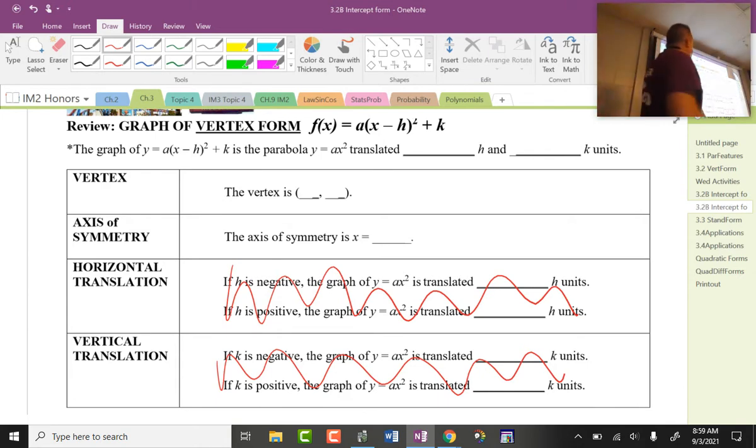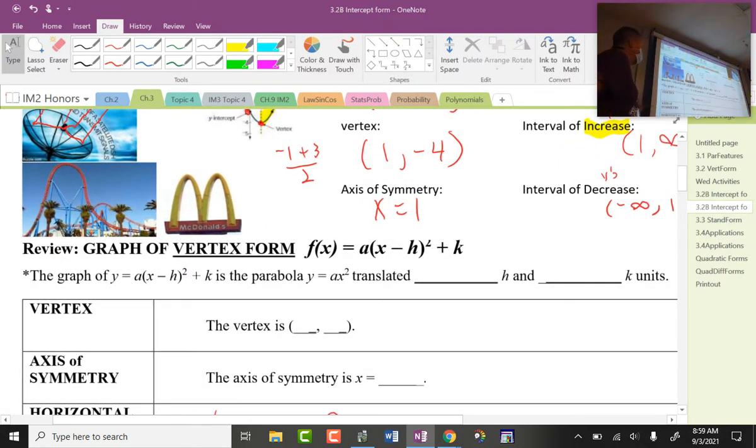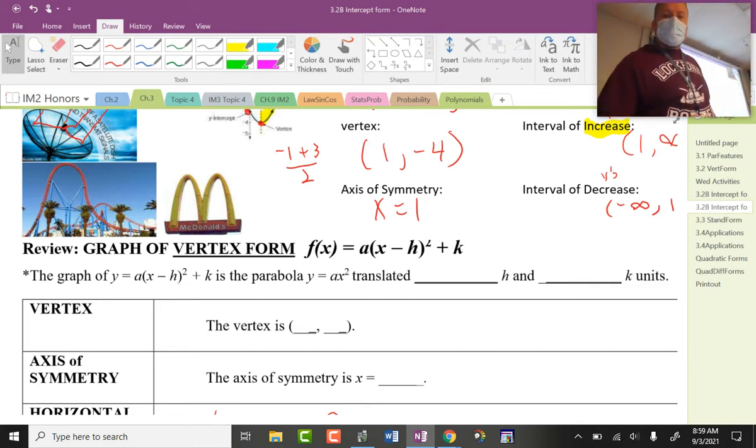So I'll zoom up to this and maybe just show this a little bit bigger here. A review. Remember vertex form. That's what you had yesterday. y equals a times (x minus h) squared plus k. I'll give you a chance to write this down notes-wise. The graph of this is the parabola y equals ax squared translated. Now, the minus h on the inside, we know from yesterday's homework, is either a right or a left shift, and we want to be thinking opposite.